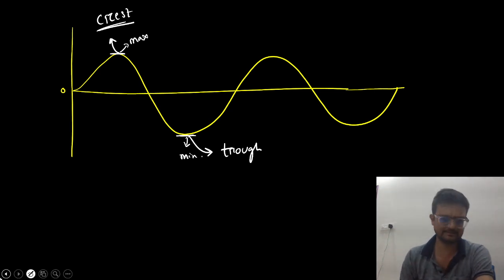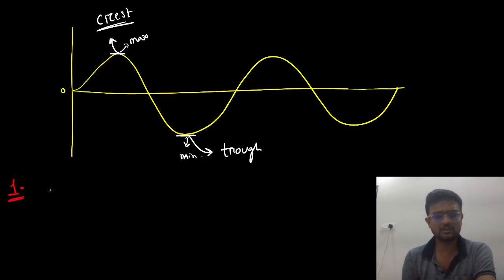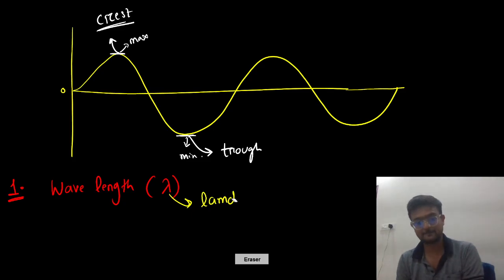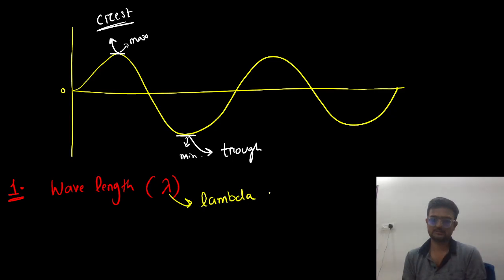Now let's talk about a few points of this wave. There are a few important things about this wave that we should know. The very first thing, we have something called wavelength. Wavelength is denoted by the symbol known as lambda. This is called lambda, LAMBDA. Now, what is the wavelength? Wavelength, as the name says, is the length of a wave, right? The length of one wave. If I measure the length of one wave, that is called the wavelength.